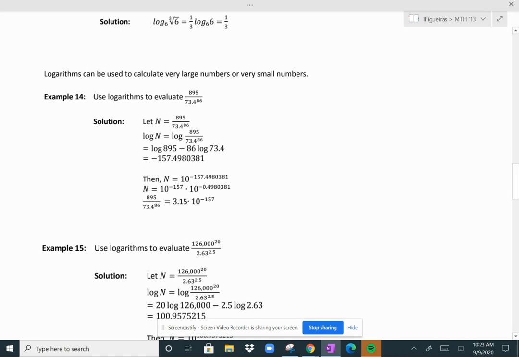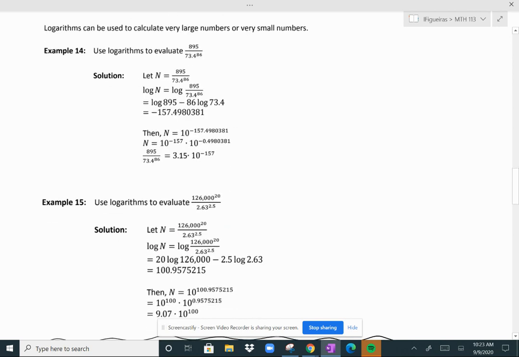All right, here's another one. We want to use logarithms to evaluate this number. This one is the opposite of the previous one in that in this case, this will be a very large number, because notice that on top, I'm taking 126,000 and raising it to the 20th power. And then my denominator is a much smaller number. It's 2.63 raised to the 2.5 power. So again, if you put this directly into a calculator, you'd probably get some sort of error or overflow message. So I'm going to use logarithms.